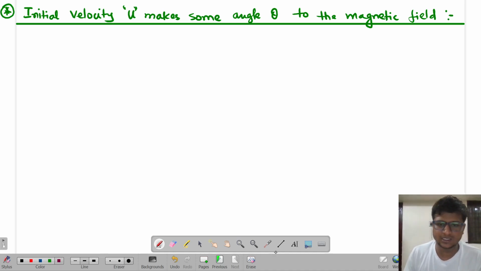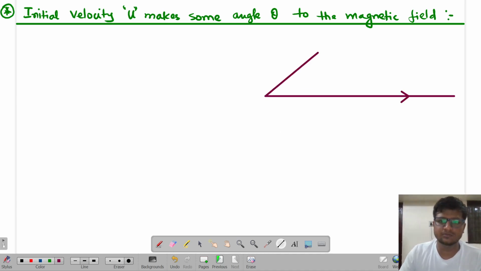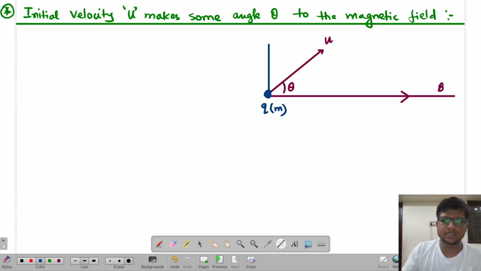Now see, let's suppose the magnetic field is directed like this, and the particle has some velocity u which makes some angle theta with our magnetic field. Are you able to get me or not? And this is my charged particle, which has some mass m. You know that this velocity can have two components, u cos theta and u sin theta.